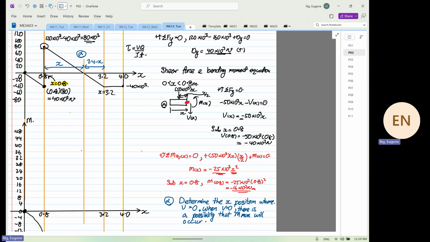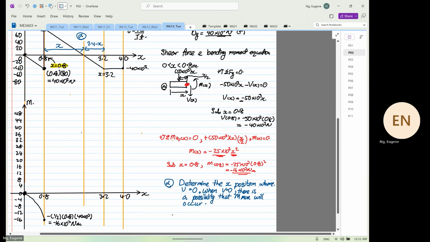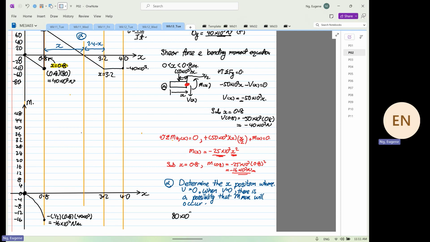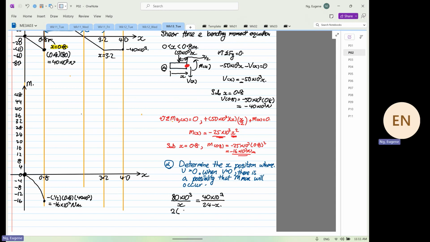So we know the next thing that comes out, we are going to determine the X distance. So we will have 80 times 10 to the power 3 over X, and then this will be equal to 40 times 10 to the power 3 over 2.4 minus X. Okay. So when you do the cross multiply, you get 2 multiplied by 2.4 minus X. This thing will be equal to X.